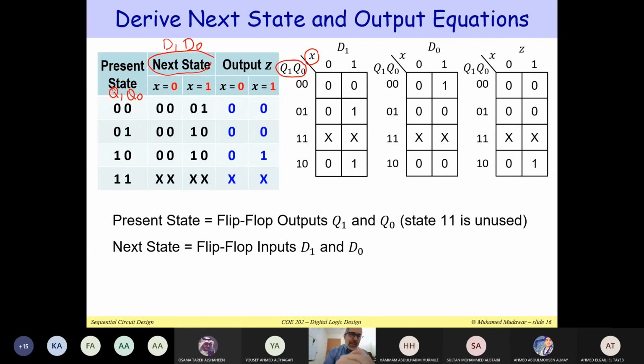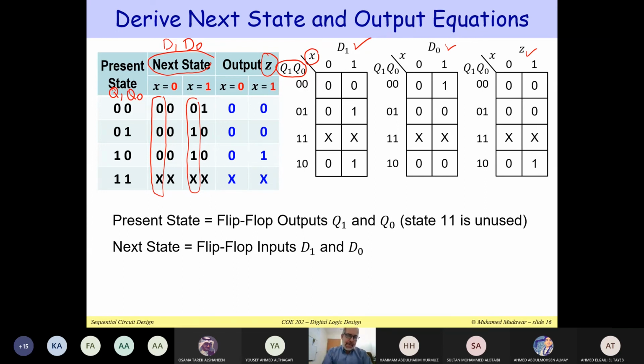Notice that this is D1 here, and the other column is D0. So we need Karnaugh maps: one for D1, a second for D0, and a third for my output Z, because we have three equations that we need to obtain. Fine.